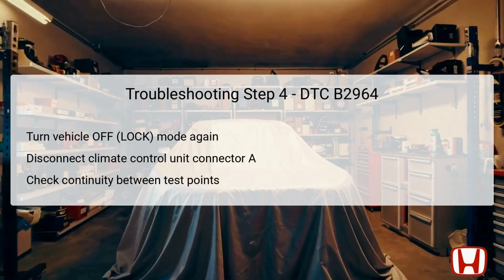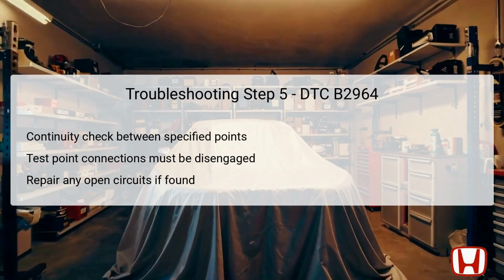However, if the test reveals no continuity, further analysis is required to determine whether the data line is intact, without any breaks or failures. In this fifth troubleshooting step, perform another continuity check between two specific test points. Again, ensure both the climate control unit connector and climate control panel connector remain disconnected while the vehicle is in off or lock mode. The test points you'll check are point number 29 on the climate control unit connector and point number 18 on the climate control panel connector.